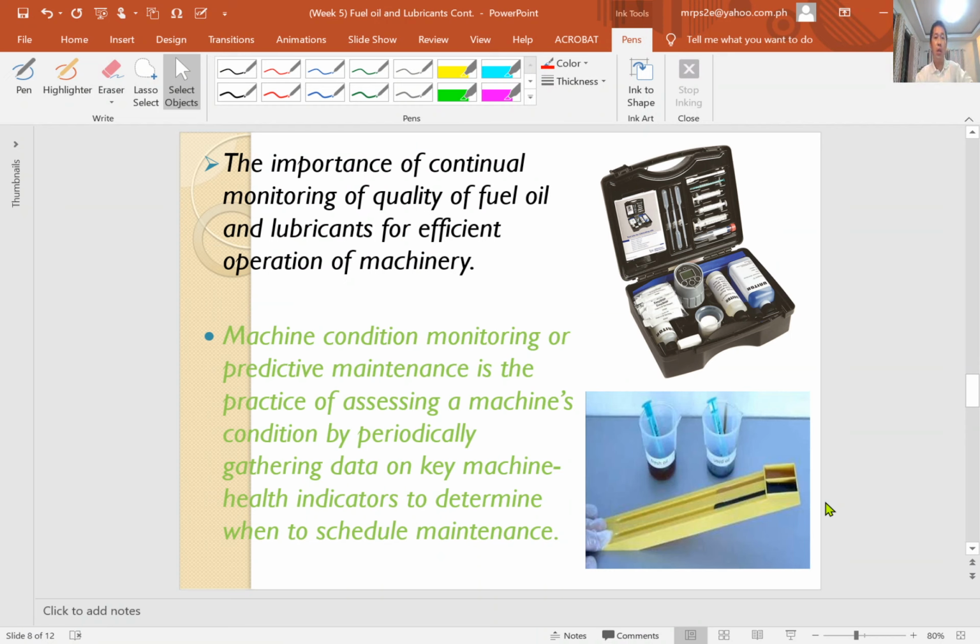So here, the importance of continual monitoring of quality of fuel and lubricants for efficient operation of machinery. Machine condition monitoring or predictive maintenance is the practice of assessing a machine's condition by periodically gathering data on key machine health indicators to determine when to schedule maintenance.